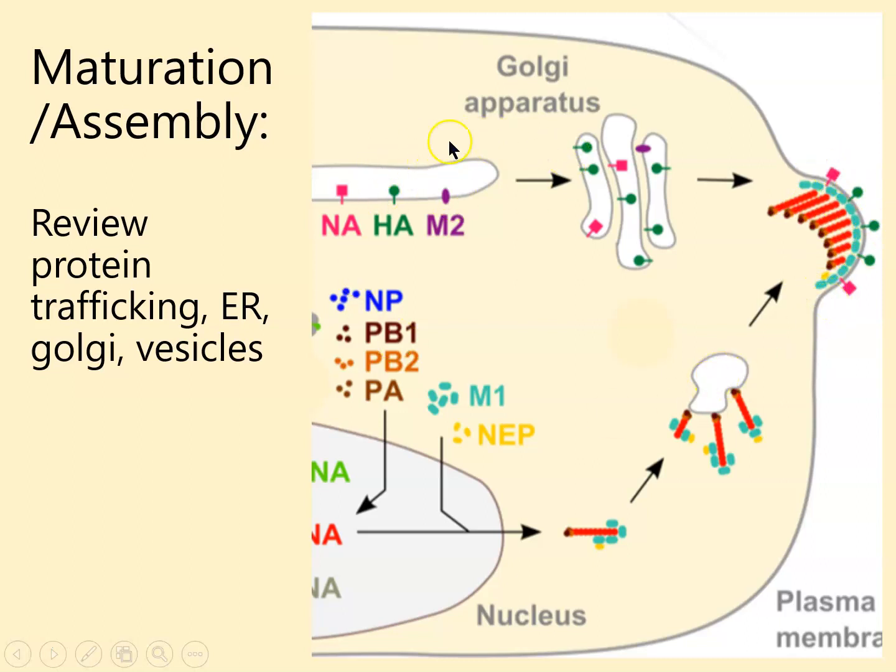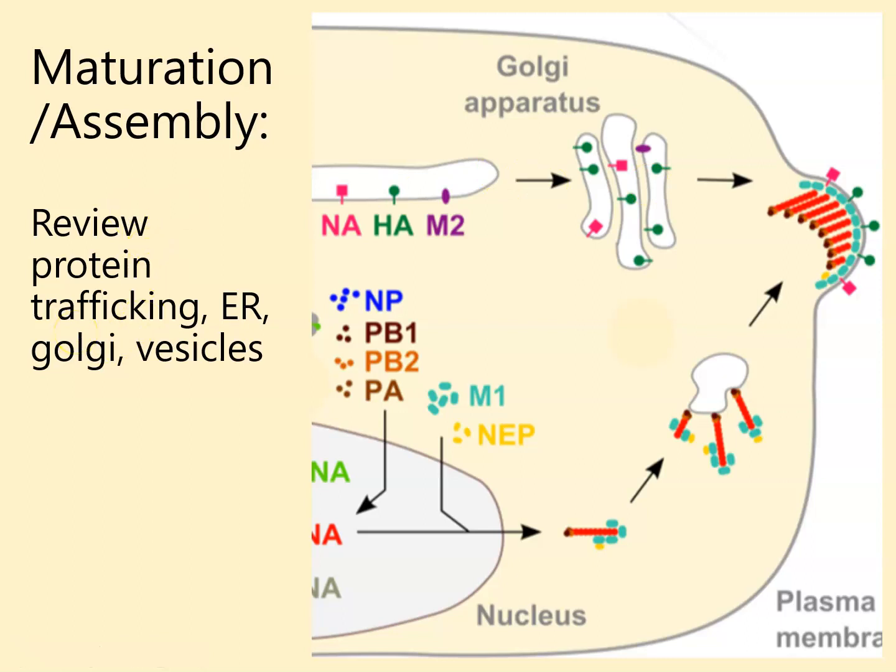Up here, you're seeing the normal protein trafficking for membrane-bound proteins. You're seeing the endoplasmic reticulum is where they're made, and through vesicles they're sent to the Golgi, they're organized in the Golgi, and through vesicles they are sent to the cell membrane. And so that's the spike proteins we're seeing here. That's neuraminidase and hemagglutinin. And then the M2 proton channel would be put somewhere in the membrane here. So that's maturation and assembly.